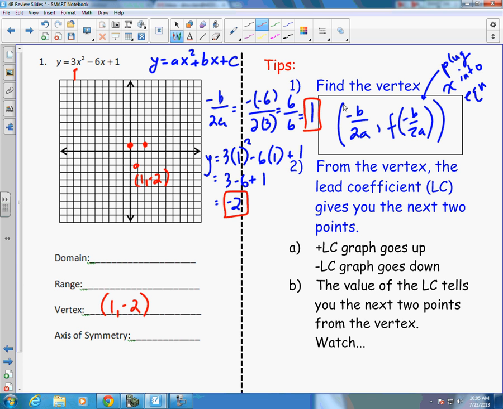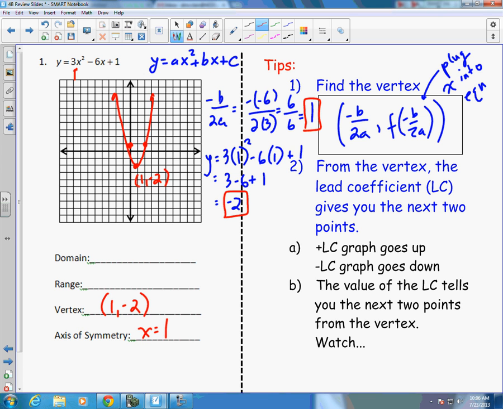If that doesn't make sense, just understand the lead coefficient tells you what direction you're going. And that gives me a decent enough graph, and that tells me what the graph's going to look like. If you wanted to, you could plug that into your equation, your y1, look at your table, and find the other points that way. The axis of symmetry is always the x value of my vertex. In this case, x equals negative 1.